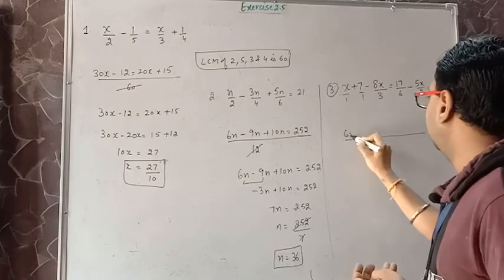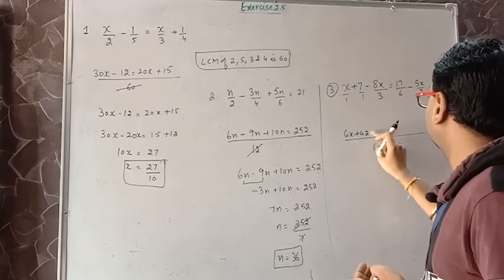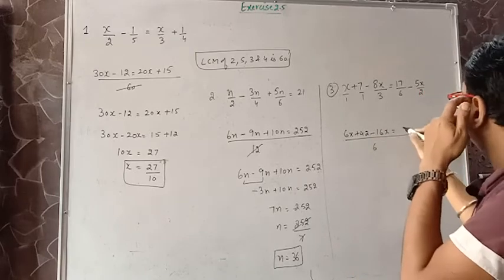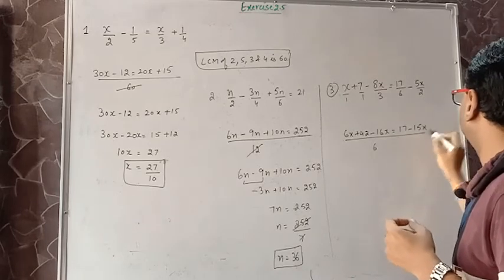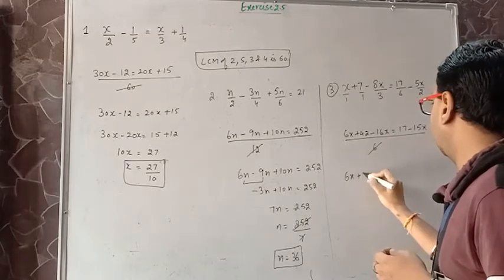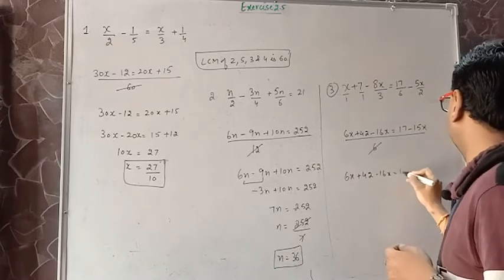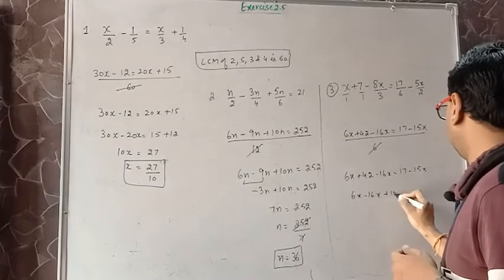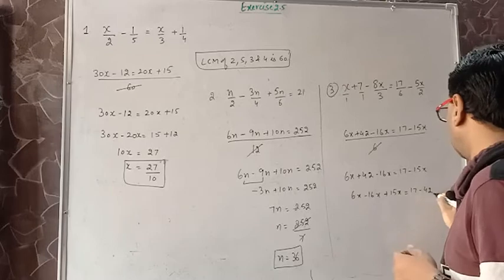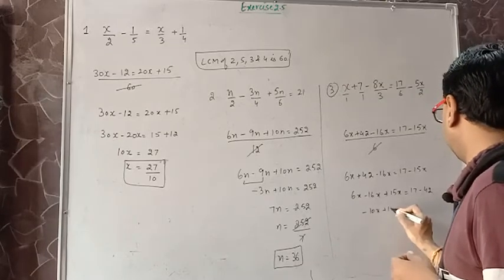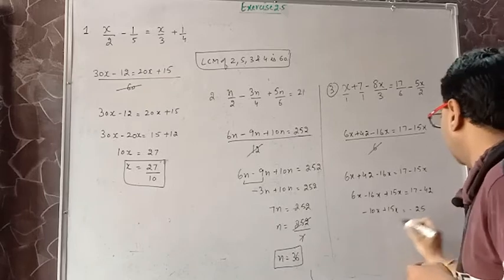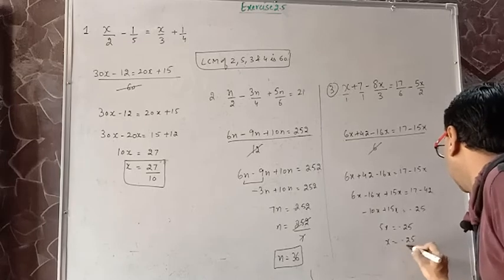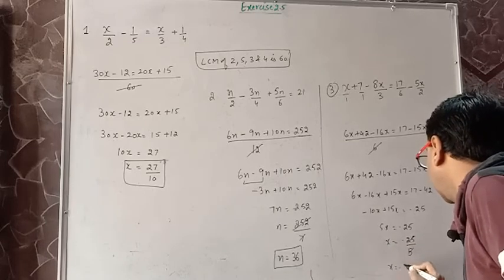I'll be doing directly. 6x plus 42 minus 16x, of course, it will be 17, it will be 15x. This is after the LCM: 6x plus 42 minus 16x equals 17 minus 15x. 6x minus 16x plus 15x equals 17 minus 42. So it will be minus 10x plus 15x, and it would be minus 25. It will be 5x is equal to minus 25. x is equal to minus 25 upon 5. x is equal to minus 5.